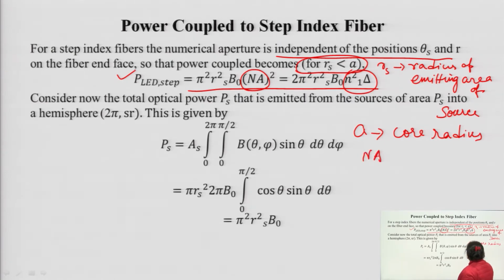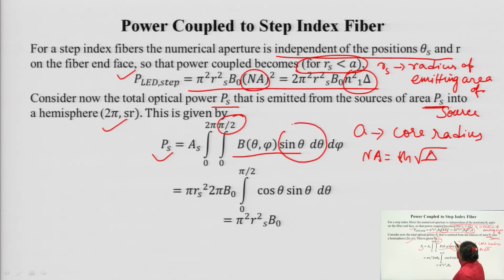NA should be equal to N1 under root del. That is why it is N1 square del. Consider now the total optical power Ps that is emitted from the source of area As into the hemisphere. In that case, it is given by Ps is equal to As. We have taken a hemisphere, that is why B theta phi, this indicates our complete solid angle.